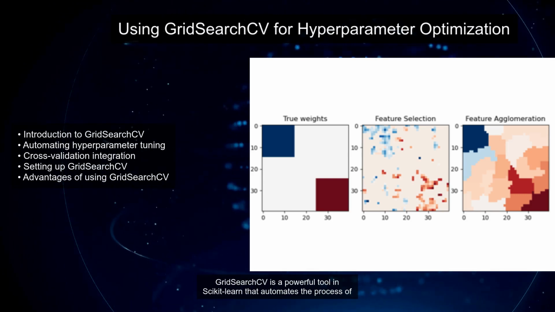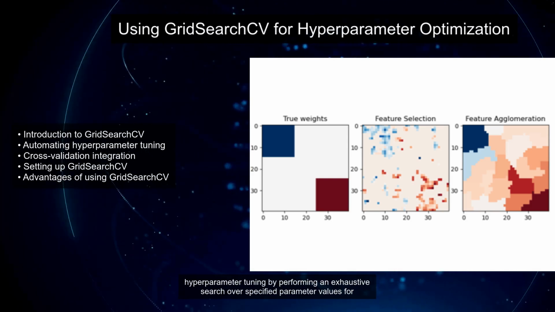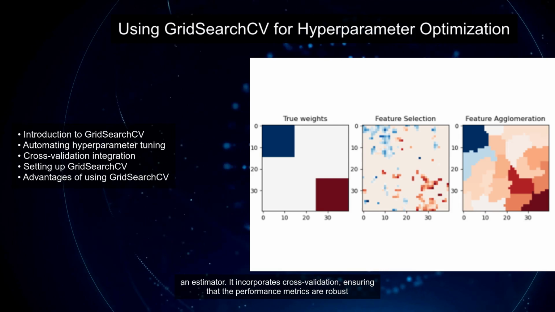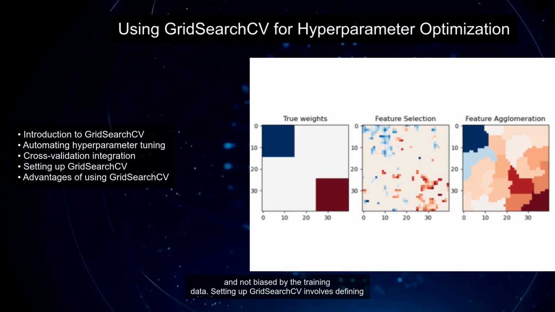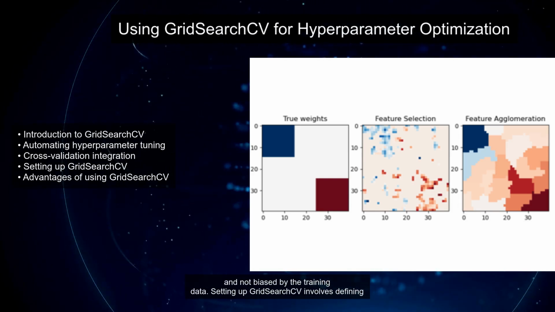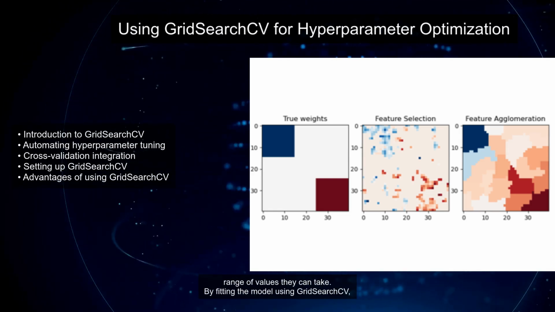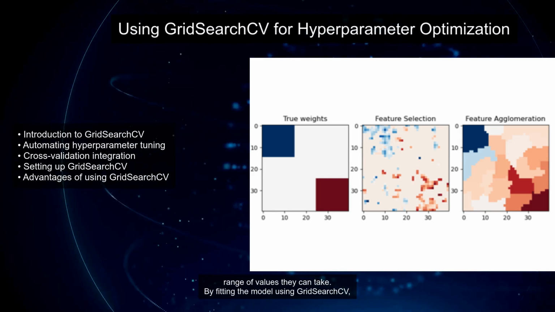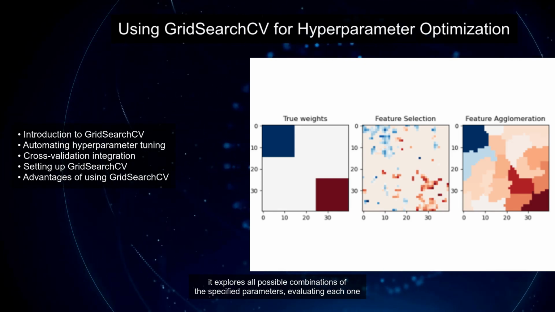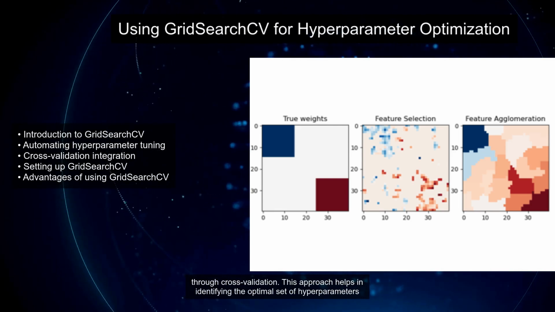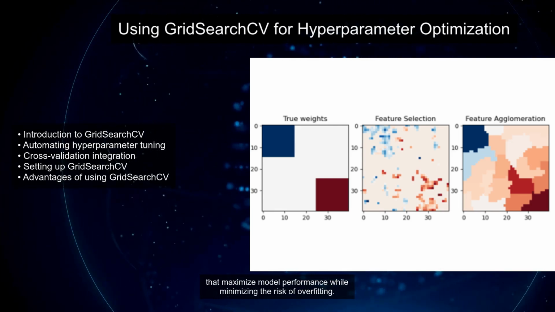Grid search is a powerful tool in Scikit-learn that automates the process of hyperparameter tuning by performing an exhaustive search over specified parameter values for an estimator. It incorporates cross-validation, ensuring that the performance metrics are robust and not biased by the training data. Setting up grid search involves defining a parameter grid, which is a dictionary specifying the hyperparameters and the range of values they can take. By fitting the model using grid search, it explores all possible combinations of the specified parameters, evaluating each one through cross-validation. This approach helps in identifying the optimal set of hyperparameters that maximize model performance while minimizing the risk of overfitting.